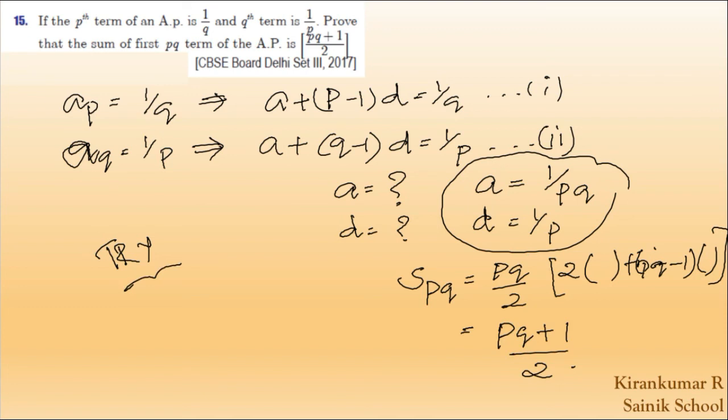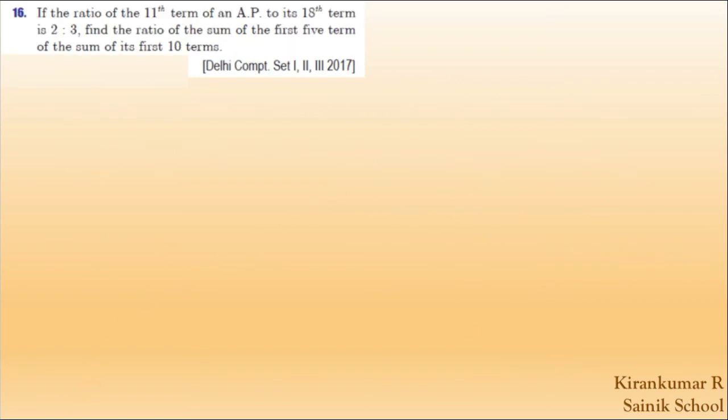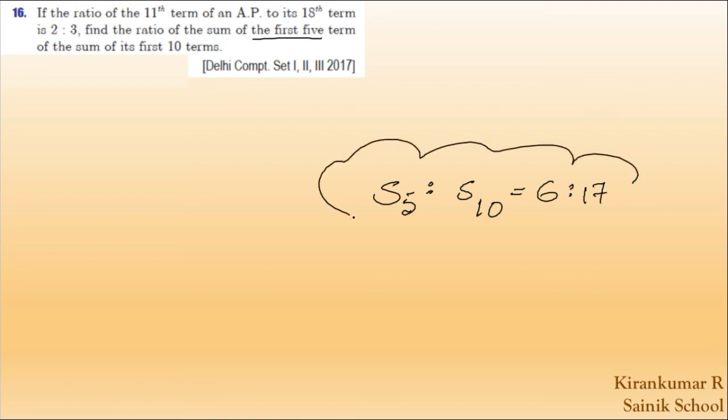Since I'm running short of time, I'll be giving one more question. You can try that too. This is the question. I'll be giving you the answer. The answer of the ratio of the sum of 5 terms to the sum of 10 terms, we get it as 6 is to 17. I want you to try this.